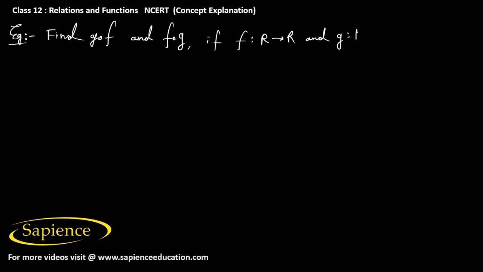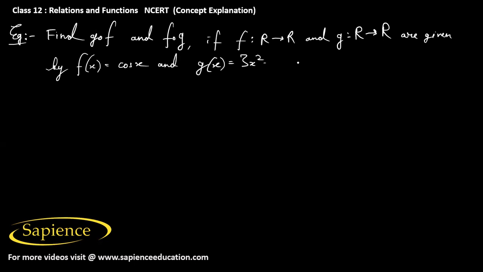Suppose this asks to find g of f and f of g, if the function f maps from R to R and the function g also maps from R to R, and they are given by f of x equal to cos x and g of x equal to 3x square. Then it is asked to show that the function g of f is not the same as f of g. So now how to show this?